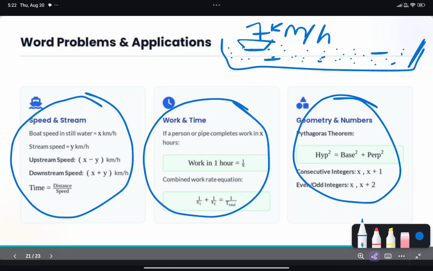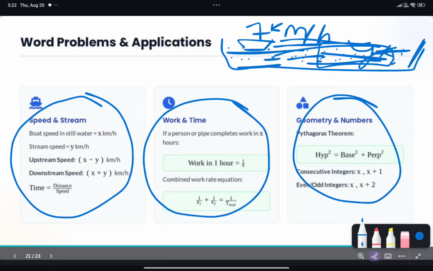Second one. The water flows with a certain speed. Yes or no? This water flows. It means the stream flows. The stream has speed, y kilometer per hour. See, we are moving and the stream is also moving in our direction. We are moving in this direction.